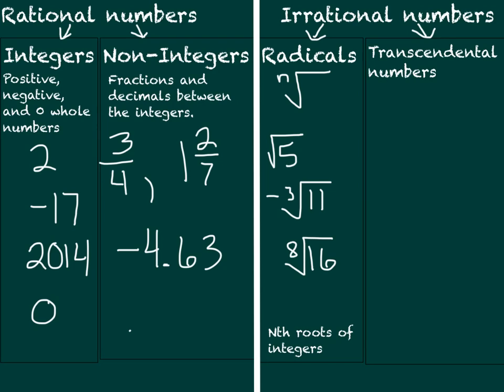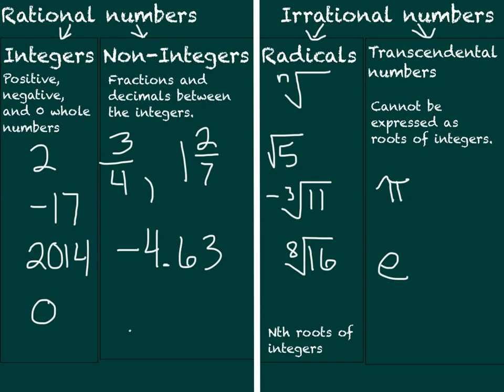So in your notes, put nth roots of integers. Our transcendental numbers then cannot be expressed as roots of integers. There are two transcendental numbers that I want you to know. One of those you already know, and that's pi, because pi is 3.14159265358 and so on, forever and ever. There's no end. We can't put it as a square root, we can't put it as a fraction. It just has to be written as the symbol pi. Another transcendental number that we will learn about later this year is e. It's 2.71828, etc. If you just know pi and e, you're good to go.